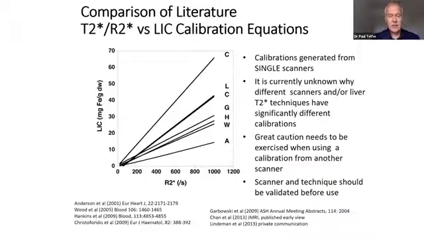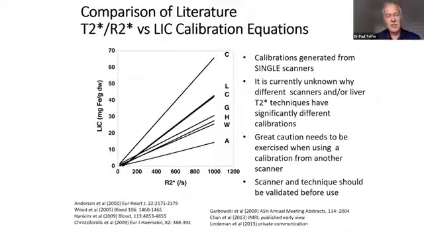Next slide, please. Now, another method is using T2 star or R2 star to measure liver iron. This has been used in a number of studies and is also used in a number of clinics. However, there is some concern about doing this because depending on the scanner that you use and depending on the precise details of the software and the MRI sequences, you get different results.